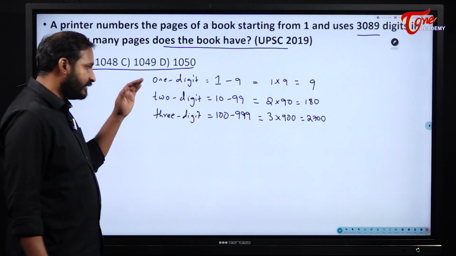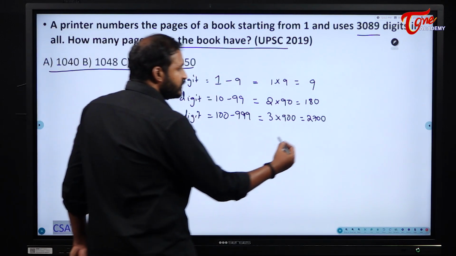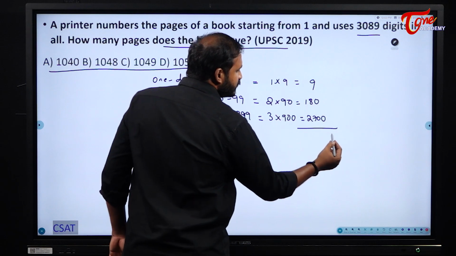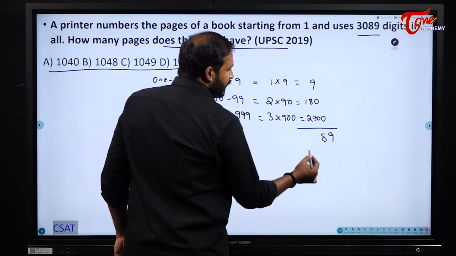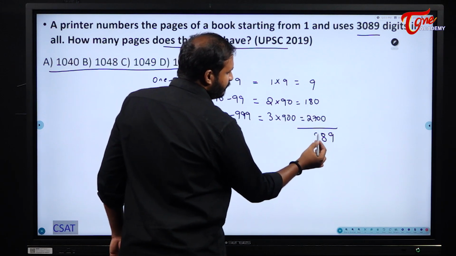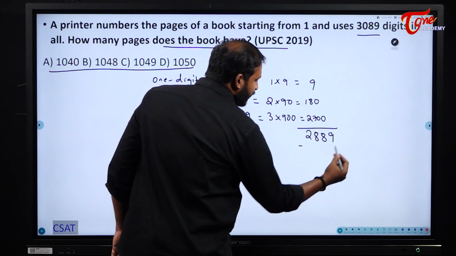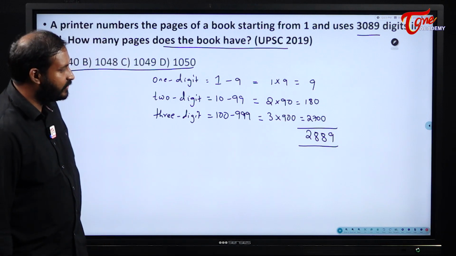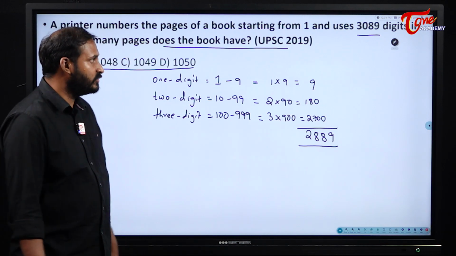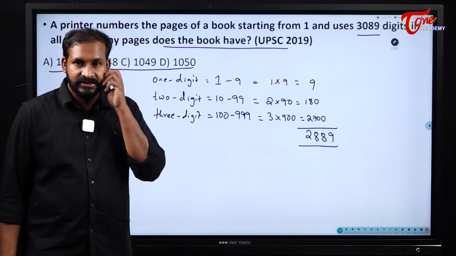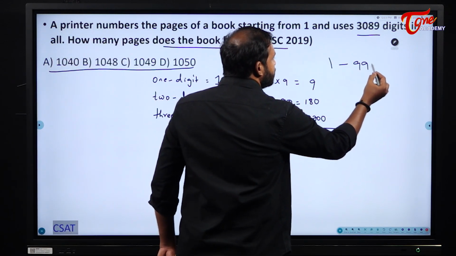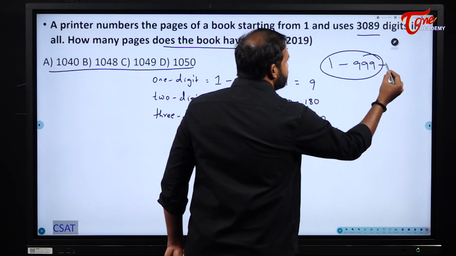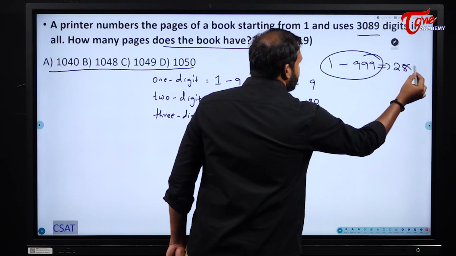So till 3 digit numbers, how many digits are used? Please observe here. 0 plus 0 plus 9, 9 it will become. 0 plus 8, it will become 8. Next, 7 plus 1, it will become 8, and 2. So till 3 digit numbers, 2889 digits will be used. That means from 1 to 999. To write the page numbers from 1 to 999, 2889 digits are used here.